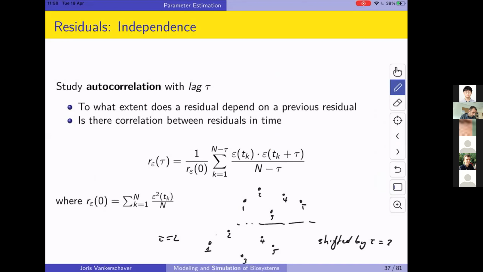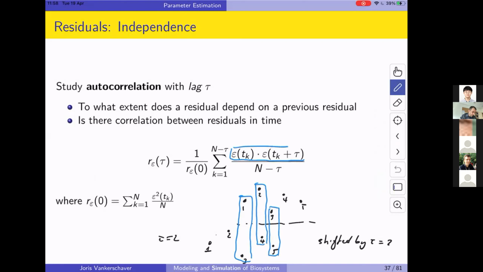And now we're going to multiply 1 with 3, 2 with 4, and 3 with 5. We're going to multiply all of those. So those are the terms that we have here inside the sum. And then we sum up all of those contributions.